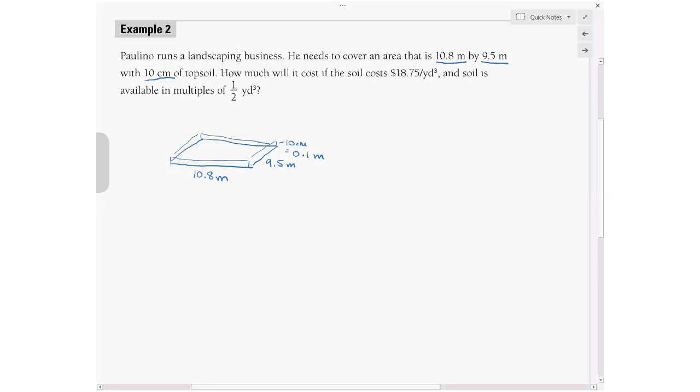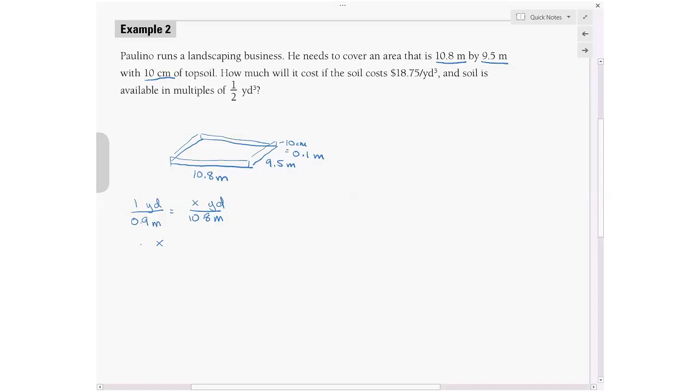Again, we can do this a couple of ways. We can always change our dimensions to yards right away, or we can figure out the volume and change the volume to yards. And I think we're going to do it both ways. So let's do the dimensions first. We know that 1 yard is 0.9 meters. So 10.8 meters, meters are on the bottom, so they have to stay there, is how many yards?